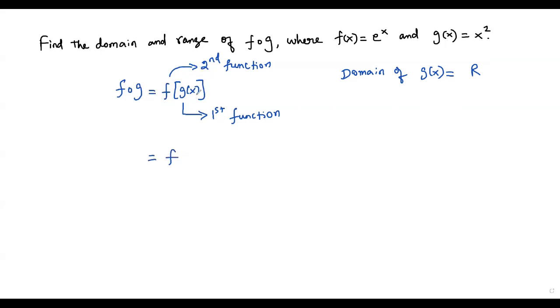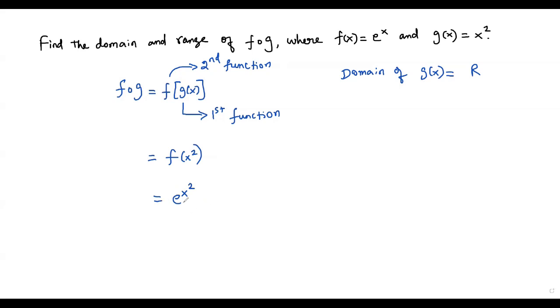Let me write it over here. For g of x, we already know it is x squared, so we can plug in x squared for g of x, and then I get f of x squared. We know that f of x equals e to the power x. So to get f of x squared, I just plug in x squared for the x over here, and then I get e to the power of x squared. So this is the result of the composite function.